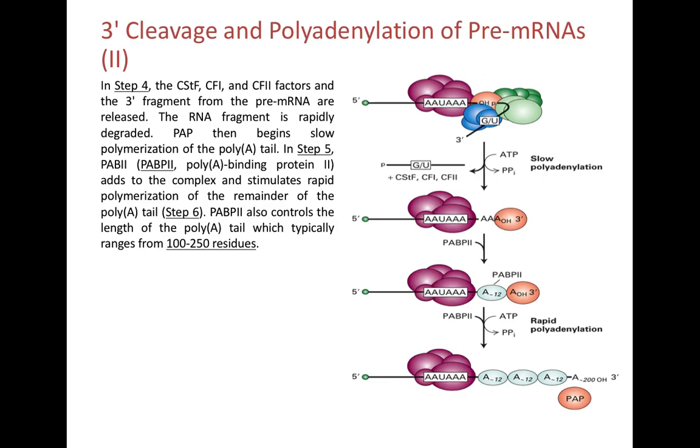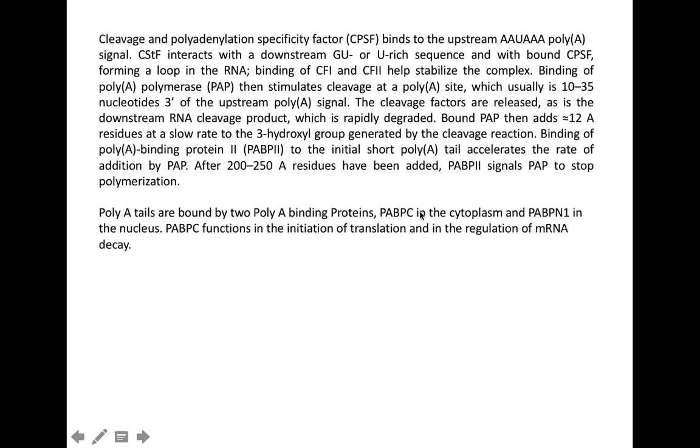Till now we have talked about capping at the 5' end in detail, and polyadenylation at the 3' end in detail. What else we need to talk about is that there are two types of poly A binding proteins. One is poly A binding protein C, PABPC. C stands for cytoplasm. And we have N1, which is poly A binding protein N1. I have mentioned it in the text on this slide. These are PABPC and PABPN1. N1 is basically the nuclear poly A binding protein.